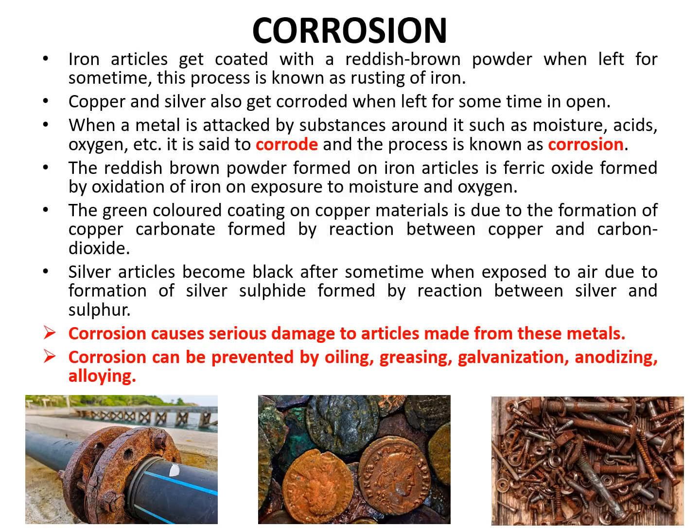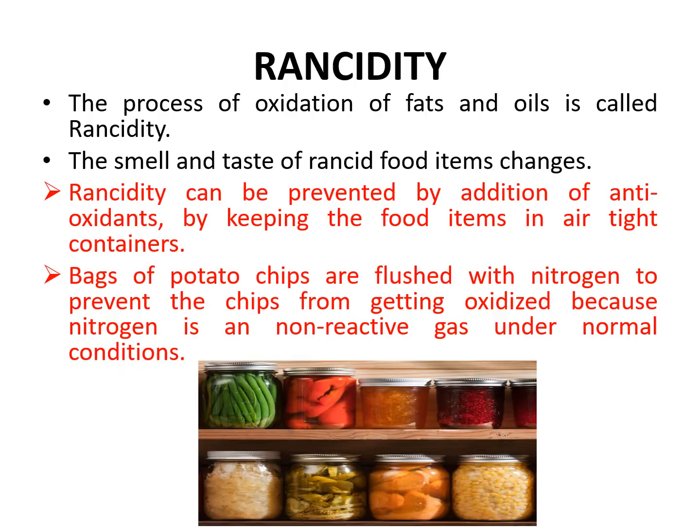And students, in these pictures you can see these iron pipes and all, they're getting corroded, and copper coins, you can see the green color coating on them, and iron nails and iron screws and all, they are getting corroded. So corrosion of these metals takes place.